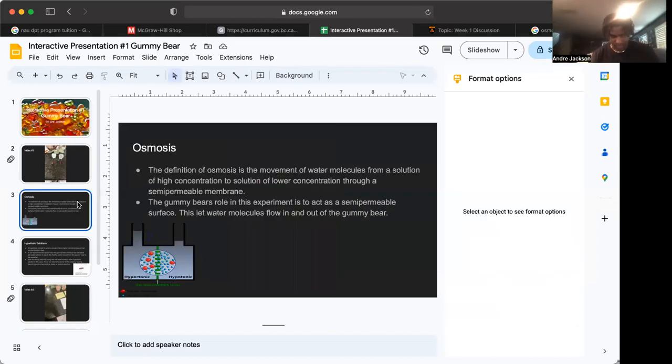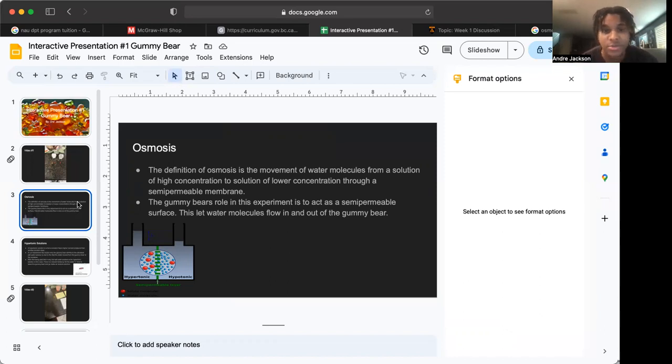Alrighty. So before we go into my results, I want to go over how the experiment is conducted and why certain things do what they do. To get started, we're going to talk about osmosis. The definition of osmosis is the movement of water molecules from a solution of high concentration to a solution of lower concentration through a semi-permeable membrane. Later on, you'll see in my results what happened to the gummy bears, and it will make a little more sense.